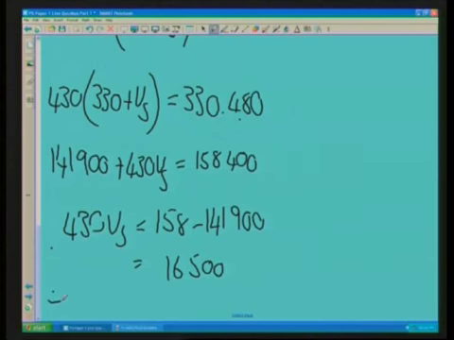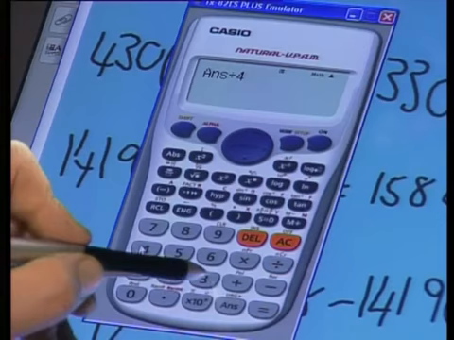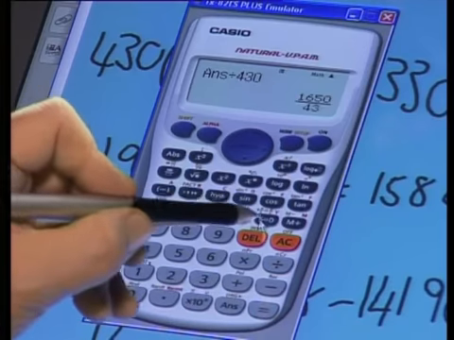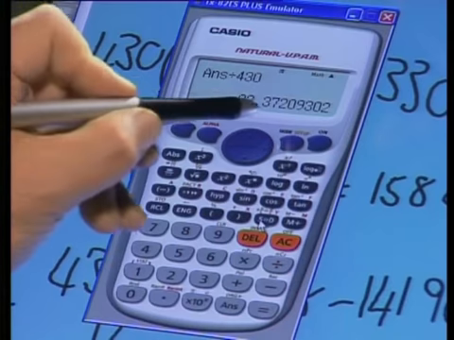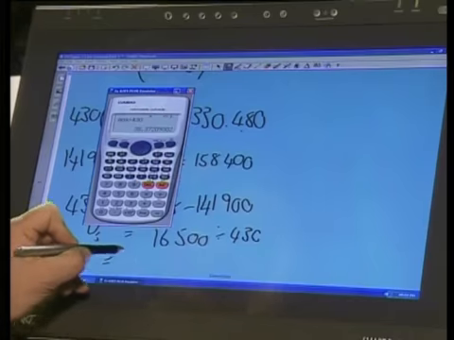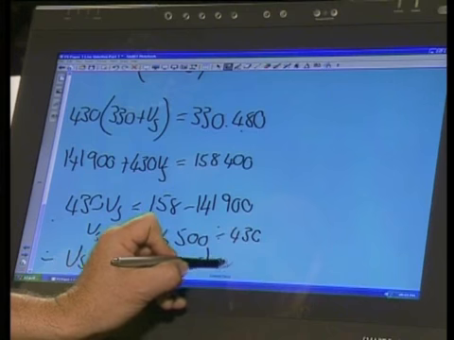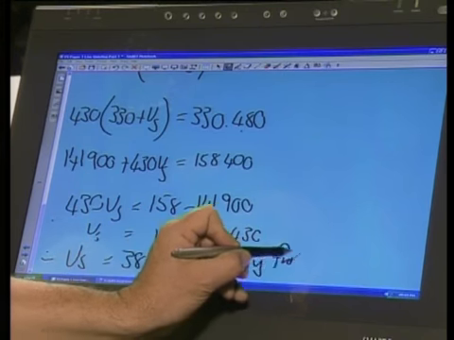Yes. Therefore, VS is equal to 16,500 divided by 430. So this is what VS is. Let's divide it by 430, and we get the answer of 38.37, rounded off to two decimal places. Remember, the third decimal place there is a 2, so we can say that the answer is 38.37. Let's write it down: 38.37 meters per second. And remember, this is away from the shore.